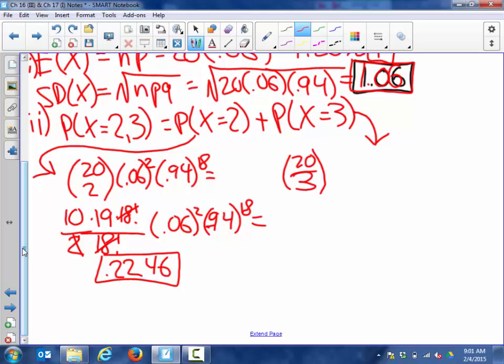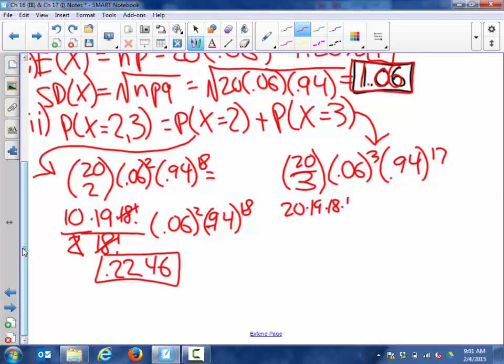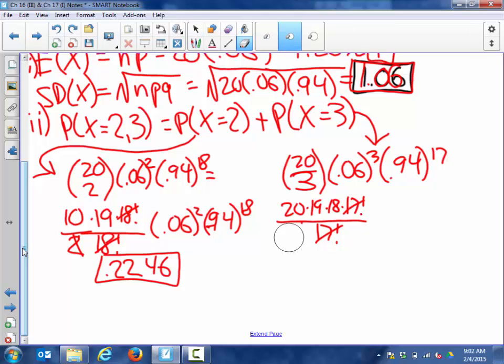Okay, let's break down 3 next. So that would be 20 choose 3 people. Probability of success is 0.06 to the 3rd. Probability of failure 0.94 to the 17th. Let's break down the combinatorics piece here. That would be 20 times 19 times 18 times 17 factorial over 3 factorial times 20 minus 3 factorial, 17 factorial. So those again cancel.